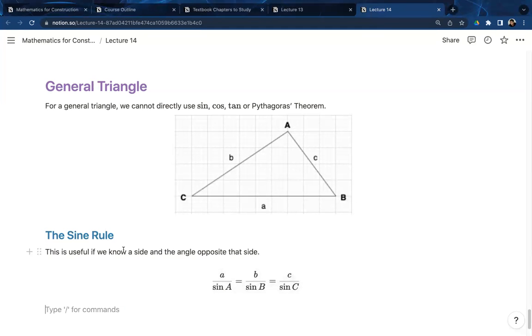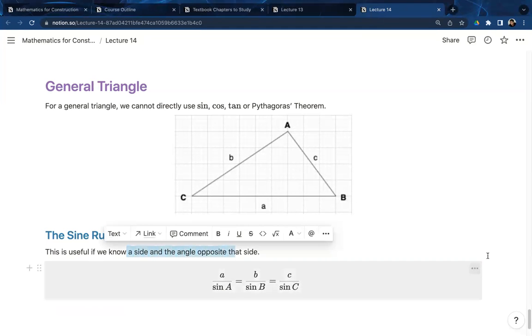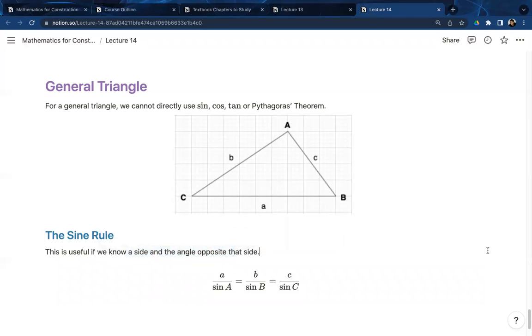So if we know a side and the angle opposite that side, that's where the sine rule comes in. You can't really use it unless you have one ratio. You need one side and the angle opposite it. If you don't know it, you can't really use it. And again, this is for general triangles, right? We have no right angles in here. So the sine rule comes in handy when you're asked to solve a triangle and we know a side and the angle opposite that side.